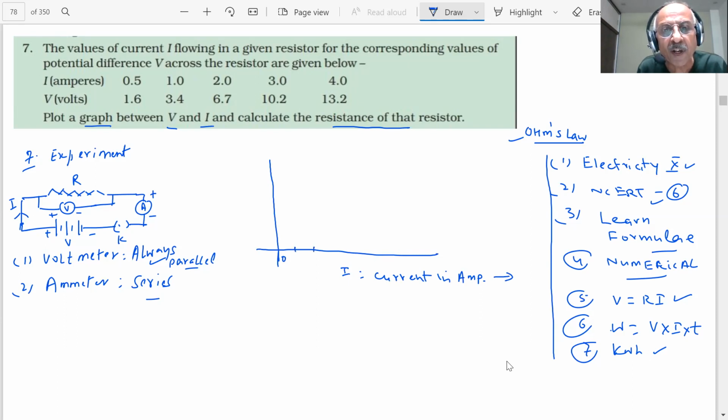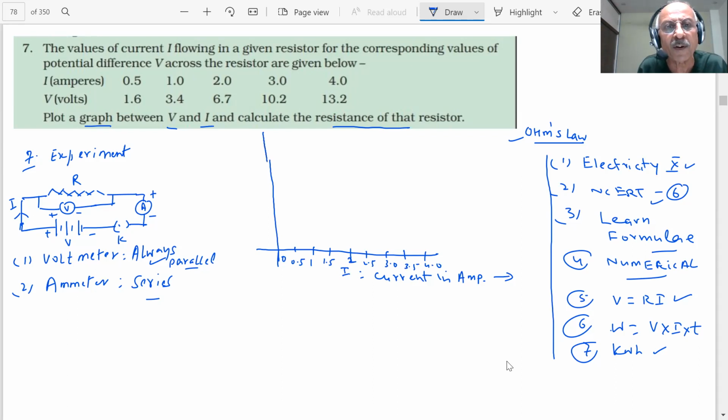I have to use a graph paper. 0.5, 1, then you have 1.5, 2, 2.5, 3. If you have a graph paper, you will make exactly 3.5 and 4. This is the current in amperes. And you have volts: 1.6 volts, 3.4, 6.7, 10.2, and 13.